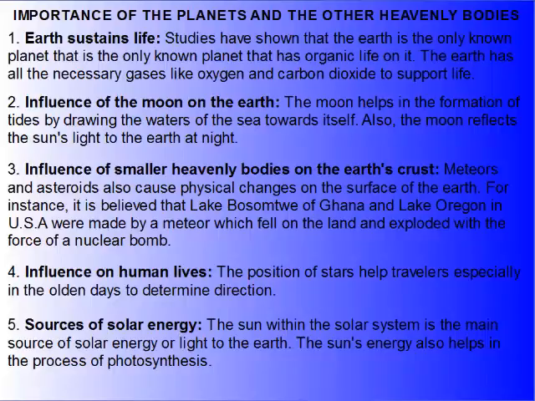Three, influence of smaller heavenly bodies on the Earth's crust. Meteors and asteroids also cause physical changes on the surface of the Earth. For instance, it is believed that Lake Bosumtwi of Ghana, as I said earlier, and Lake Oregon in the United States were made by a meteor which fell on the land and exploded with the force of a nuclear bomb. So as a result of these heavenly bodies, we now have two great lakes, that is Lake Bosumtwi and Lake Oregon.